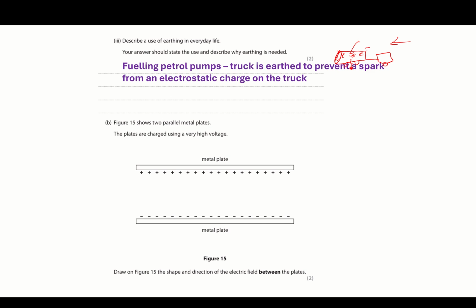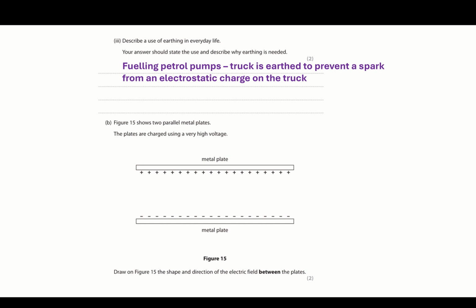So fueling petrol pumps, and we're just going to say something along the lines that electrons will build up on the truck. You've got my model answer there. And then we earth it, we connect a wire to the ground to remove the charge from the truck before we fill the petrol pumps. Okay, next one's easy.